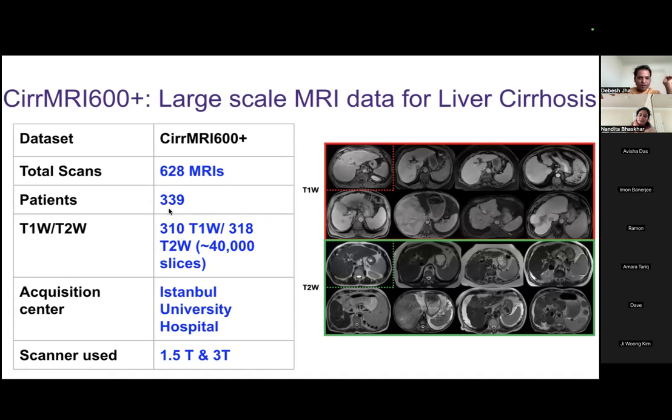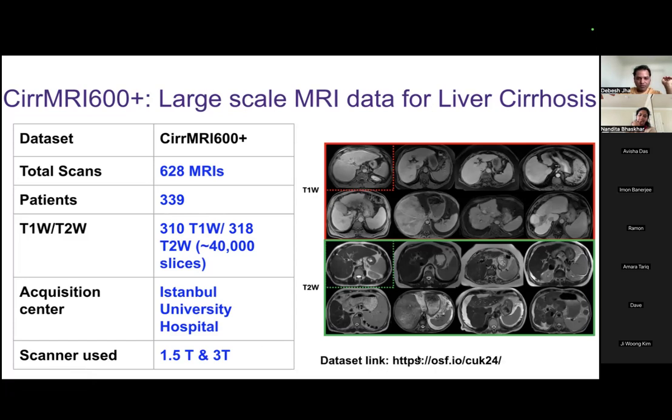And you can see, for example, the total number of patients is 339, but the number of images, or volumetric scans, we have is only 310 and 318. We get a lot of questions related to this. This is because some of the images were corrupted in between and we had to discard them. We could not use them in our data set. The data set was collected from Istanbul University, and the scanners used were 1.5 Tesla and 3 Tesla.